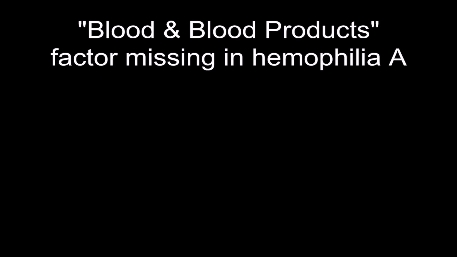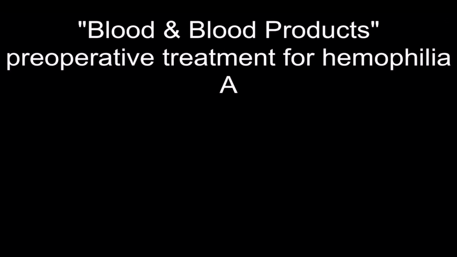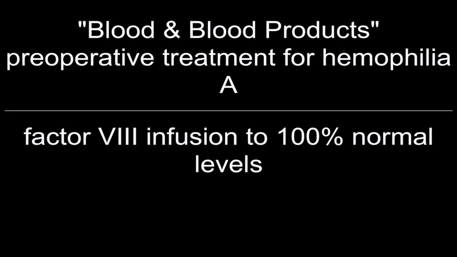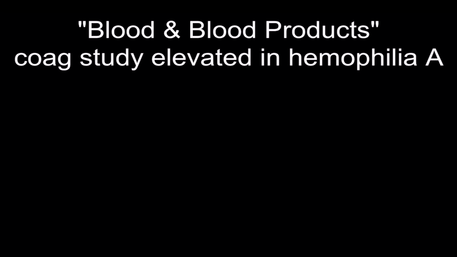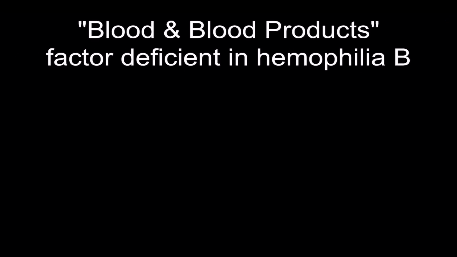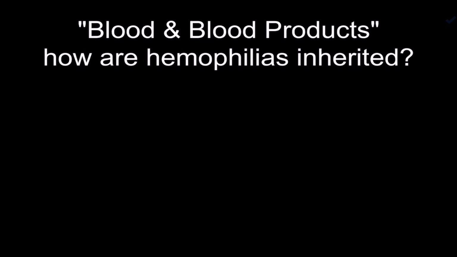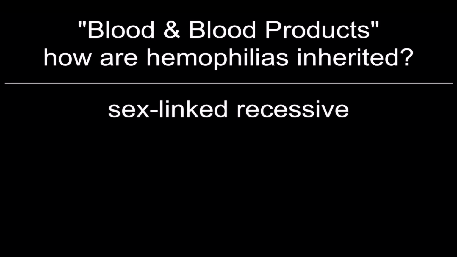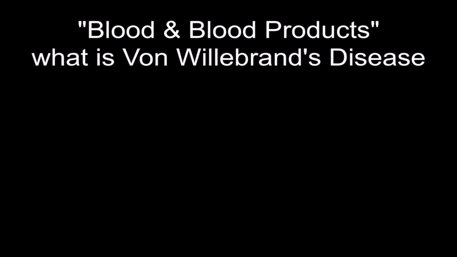What factor is missing in Hemophilia A? Factor 8. Preoperative treatment for Hemophilia A: factor 8 infusion to 100% normal levels. Coagulation study elevated in Hemophilia A: PTT. Factor deficient in Hemophilia B: factor 9. How are hemophilias inherited? It's sex-linked recessive.